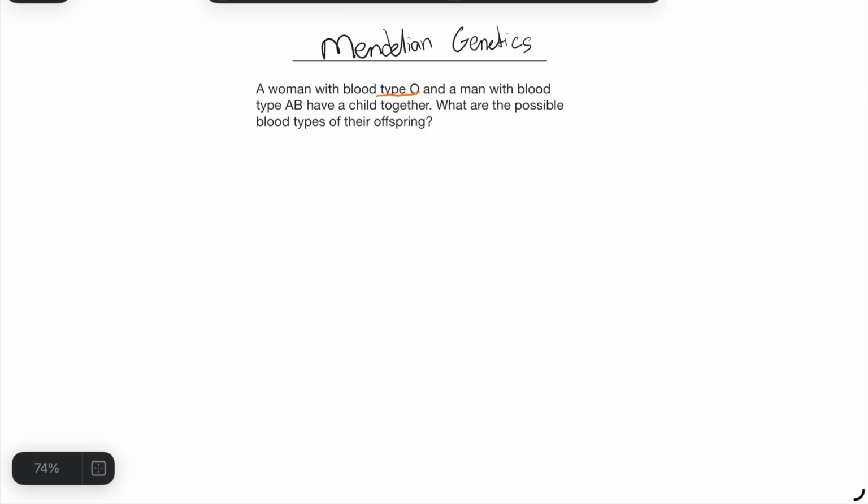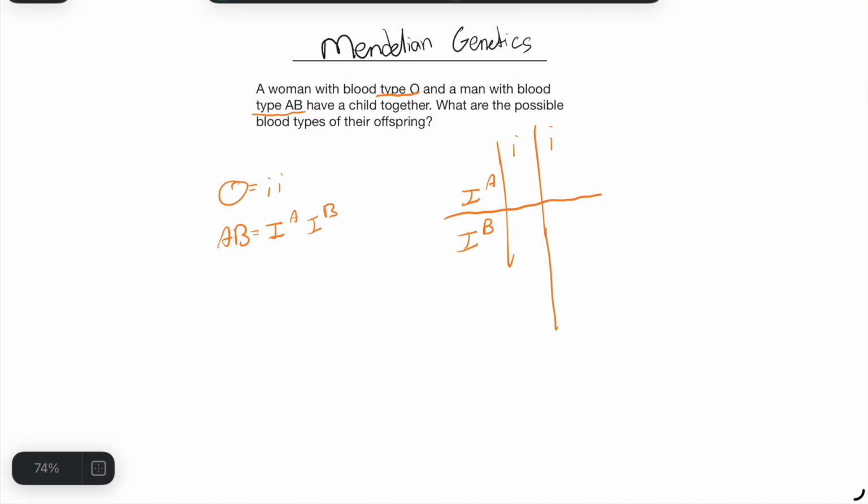So we have a woman with blood type O. We established that blood type O is going to be lowercase i, lowercase i. And a man has blood type AB. We said AB is going to be capital I with an A and capital I with a B, because they are codominant, so they're going to exist together. Let's make the Punnett square based off of this. So we will have I^A and I^B vertically, and then we will have the two lowercase i's horizontally. So let's see what our cross will be.